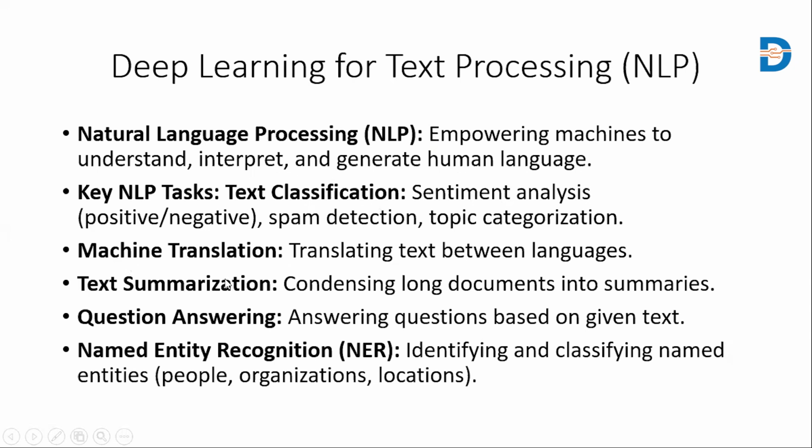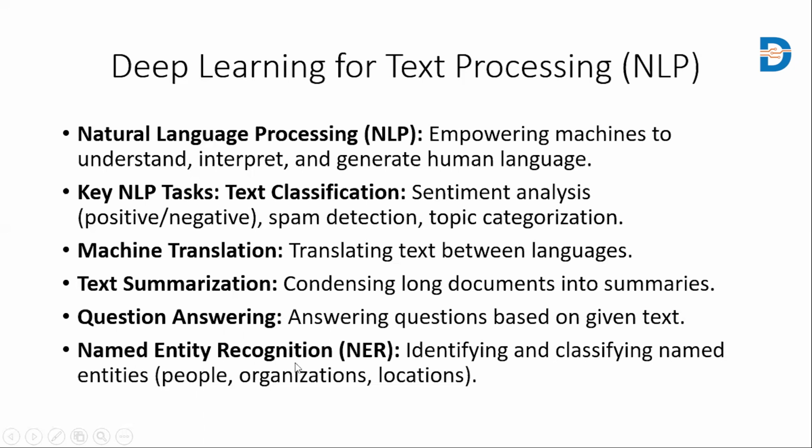Then, the second task is machine translation. So, we can translate text between languages. Let's say if I want to translate English text into German, we can do it using machine translation. Then text summarization, condensing long documents into a summary. If we have a paragraph, we can summarize that paragraph into a few sentences. Then question answering, answering questions based on a given text. A chatbot is an example of question answering.